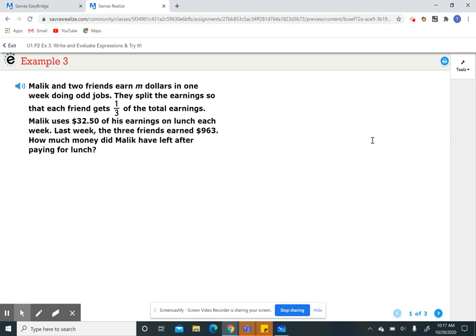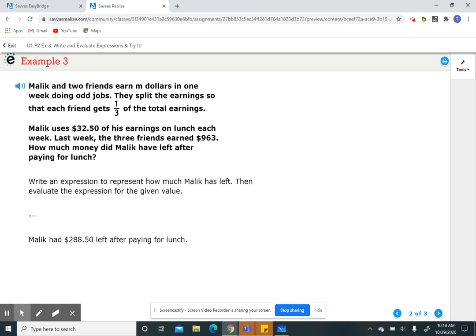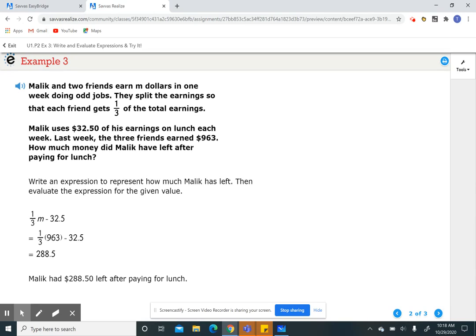And then last week, the three friends earned $963. So that would be your total earnings. So really, we should be taking 1/3 times 963 to get how much Malik would actually get, and then subtract the $32.50. So if I hit the arrow at the bottom, it's going to show me the work. So that's basically what we just talked through, right?